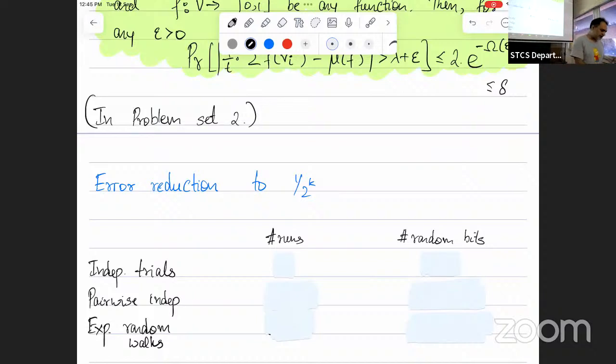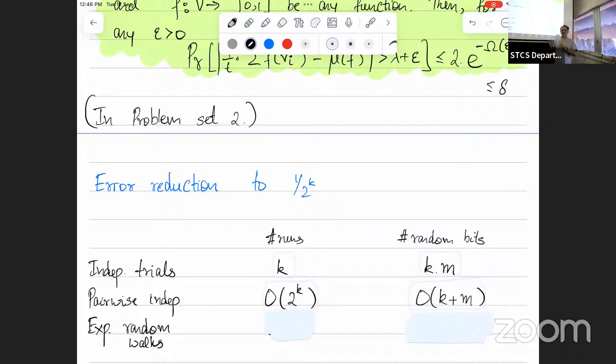If we did independent tries, then we would have to run it k times, basically, because if the error was half, it will go down exponentially. So it's like k times. And the number of random bits we'll end up using is k times n, because each time is independent. Whereas if you are using pairwise independent tries, you will have to roughly run it order 2 to the k times. But the advantage is that the number of random bits you're using is just order k plus n. It's not k times n, it's like k plus n. You just need to instantiate it.